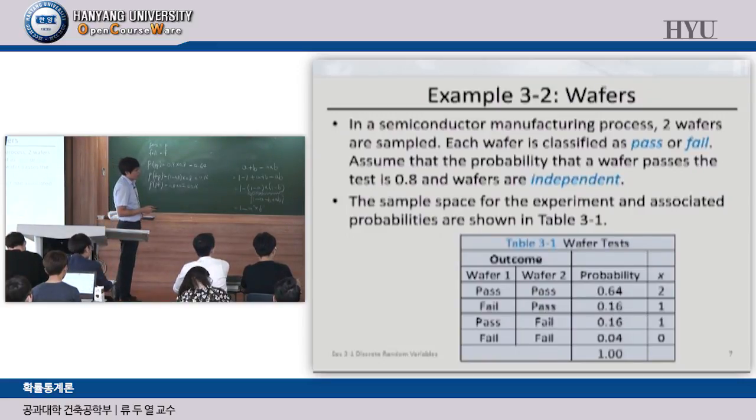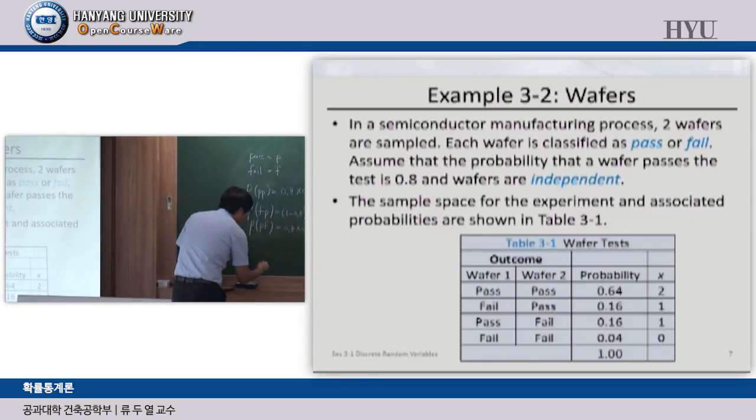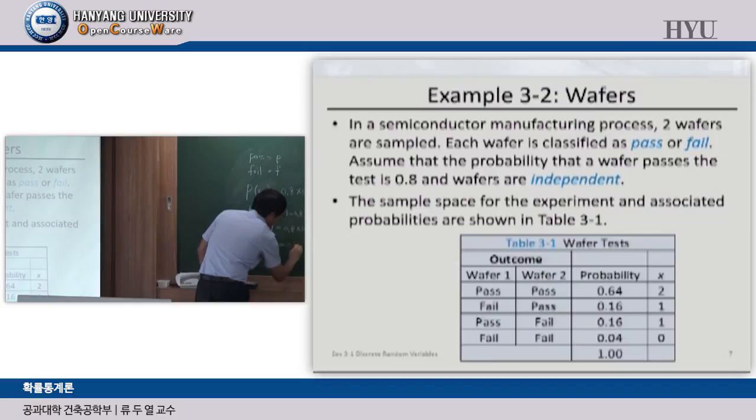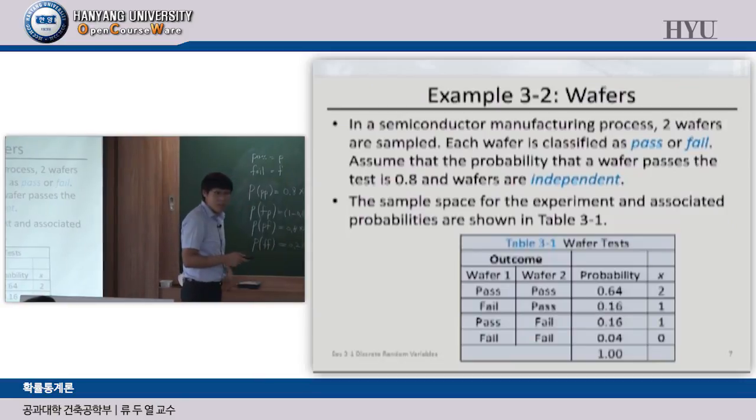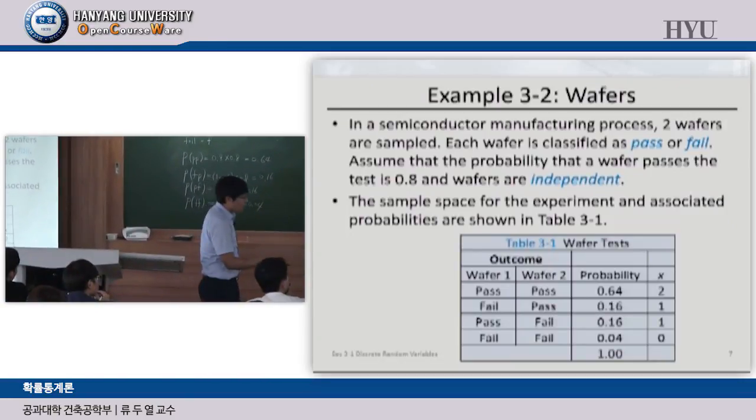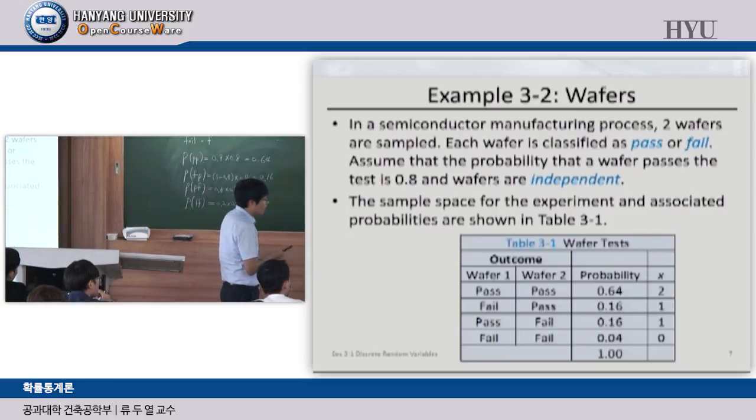And there is also a probability that we can select both wafers being classified as fail, right? This is the last case. So the probability of FF should be 0.2 multiplied by 0.2, that equals 0.04. Okay? So from this relationship, we can make this table. And X indicates the actual number of wafers being classified as pass. So this is 2, this should be 1, 1, and this should be 0, okay? So we can make this table from this relationship.